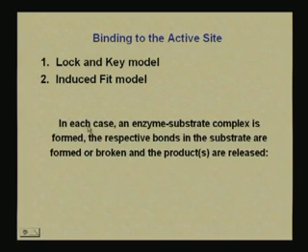So, in each case we have an enzyme substrate complex formed, and the respective bonds in the substrate are formed or broken and the products released in both cases, because each of these are talking about how we form the ES complex. That is essentially what we are forming now. So, how can we form it? We can form it in what is called a lock and key mechanism or an induced fit mechanism.